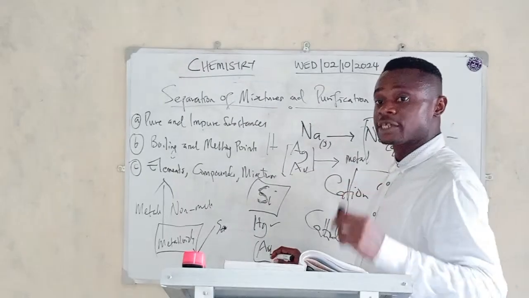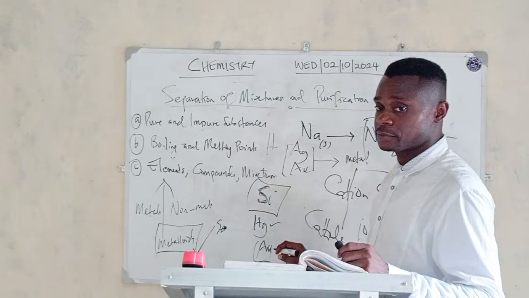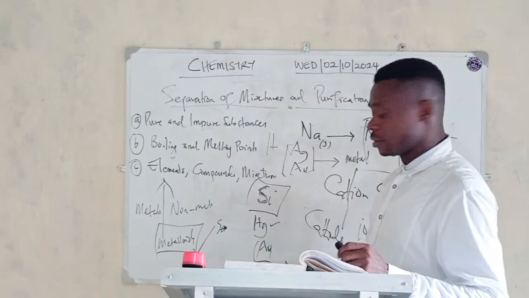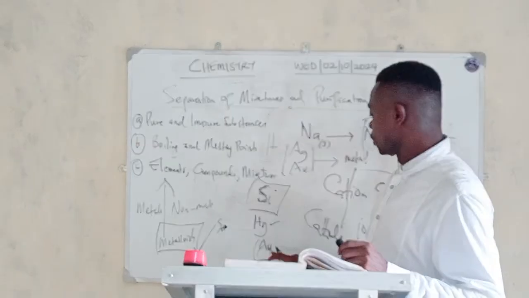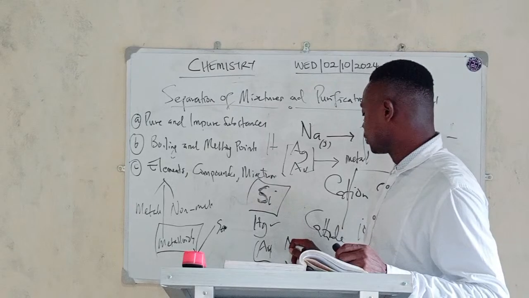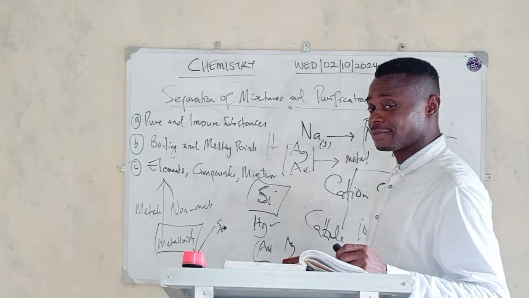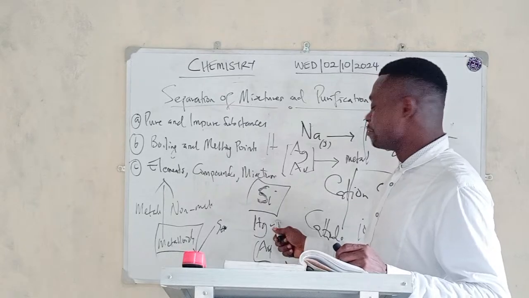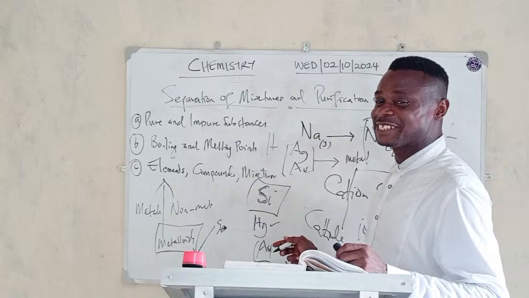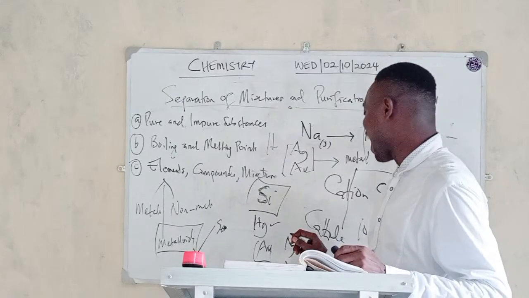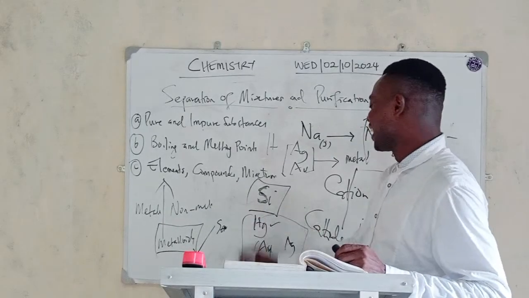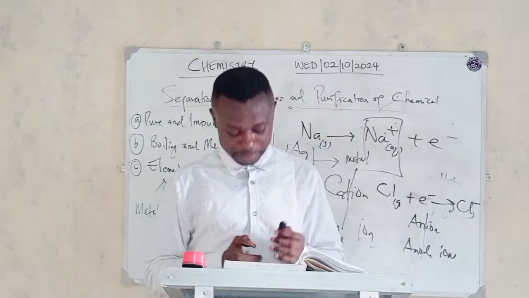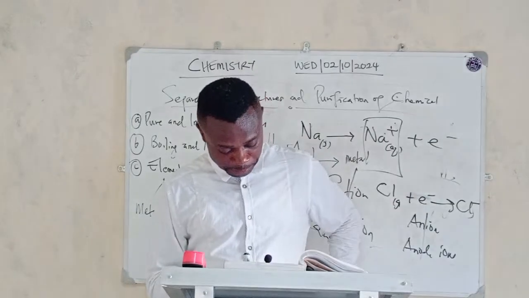Can you see what I'm writing? Okay, so mercury, gold, silver: are they metal or metalloid? Please be careful. They are what? Good, they are metals.